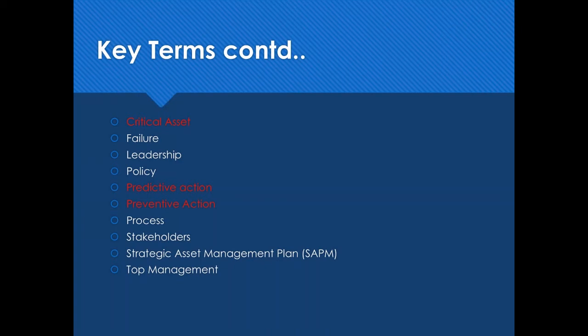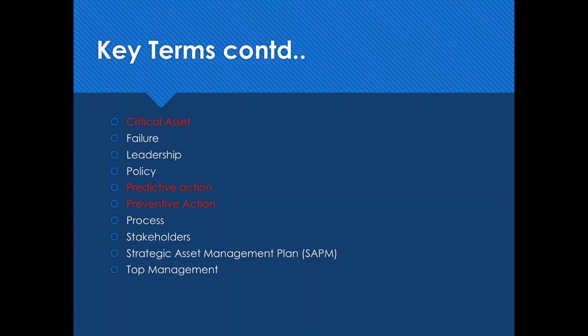And then the policy, the next one, which is the formally expressed intentions of the top management. The leadership group defines the policy, which gives the decision makers the authority to implement the systems. And the predictive actions are the actions which monitor the condition of an equipment.